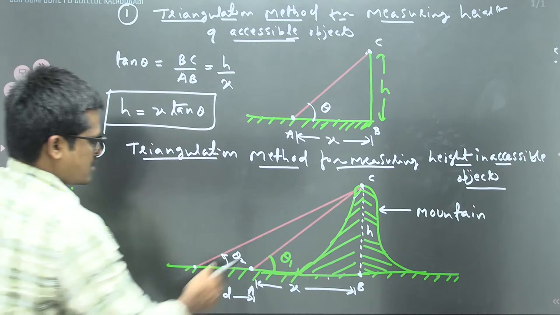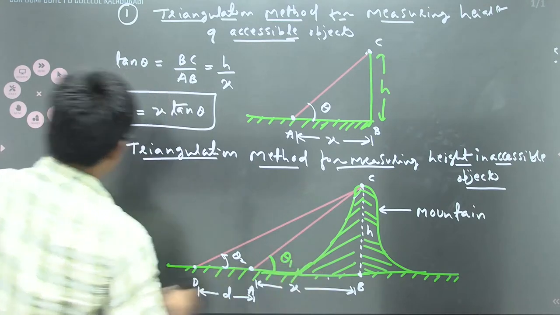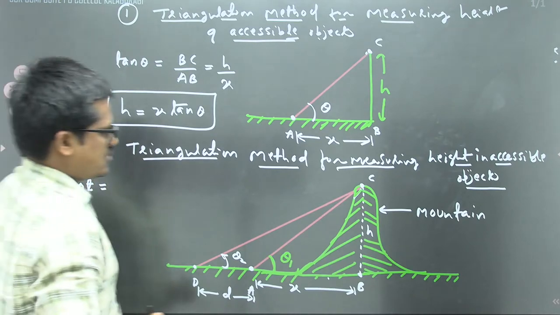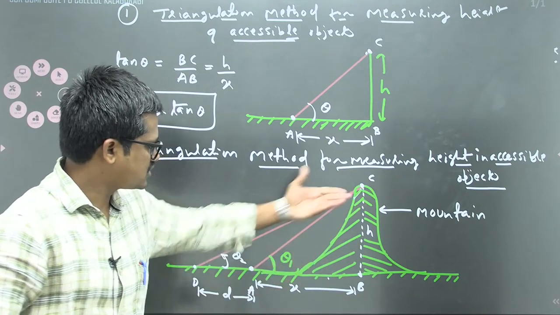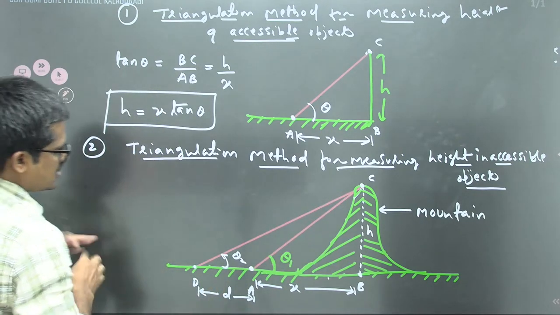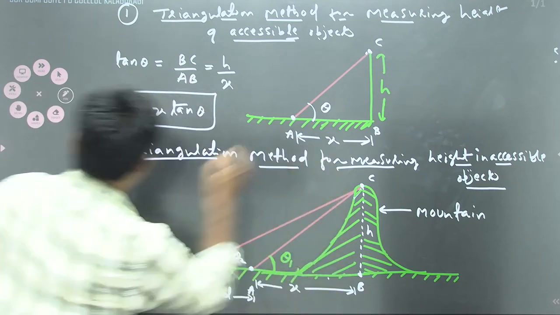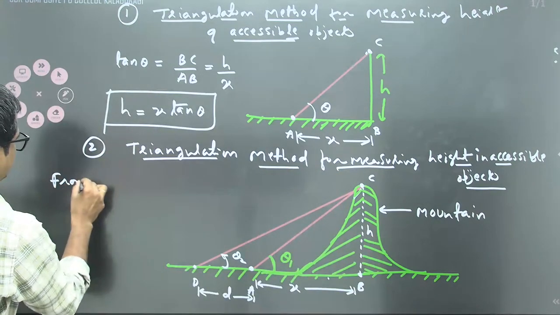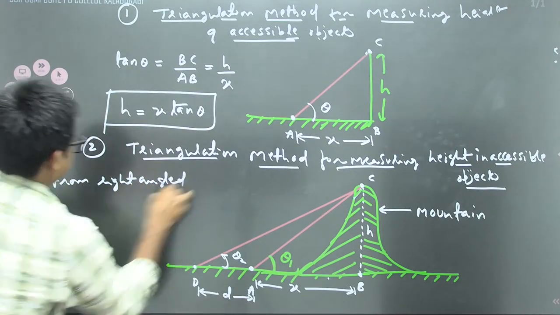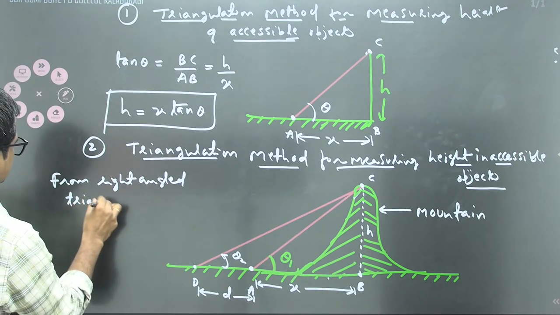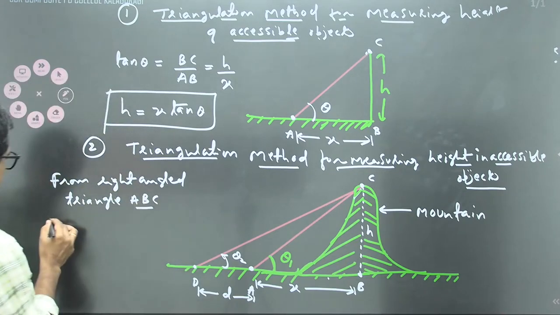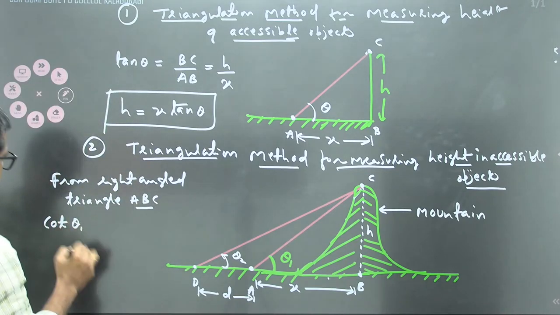Now apply your cot theta here. You will come to know why I use cot theta. Cot theta is the opposite of tan theta, no? Earlier we had taken perpendicular by base. Now, this time, base by perpendicular. Now you can apply the cot theta concept to the right angled triangle ABC. Use cot theta.